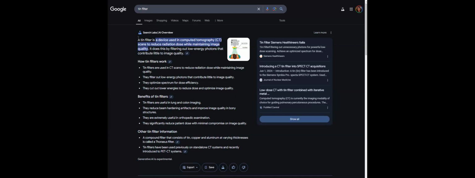And so what it does is it's kind of like polarized glasses. You know how polarized glasses limit the kind of light that goes through? In the same way, the tin filter limits the low dose, low energy photons that don't add any value to diagnostic quality. And by putting on this tin filter, we were able to get the dose down even further.